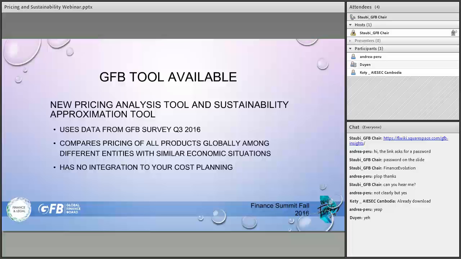Okay, so we have the GFP survey from Q3, and according to this data, we were doing the analysis. Are you MCVP Finances or not? At least the MCVP Finances always fill the survey, and there we have the data globally per exchange program. You must be aware that this tool is completely based on the economic situation of your country, and there's no direct integration into your cost planning. Therefore, you have to do your cost planning separately.